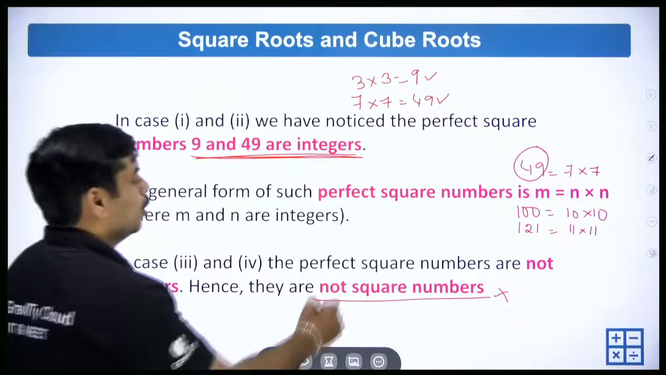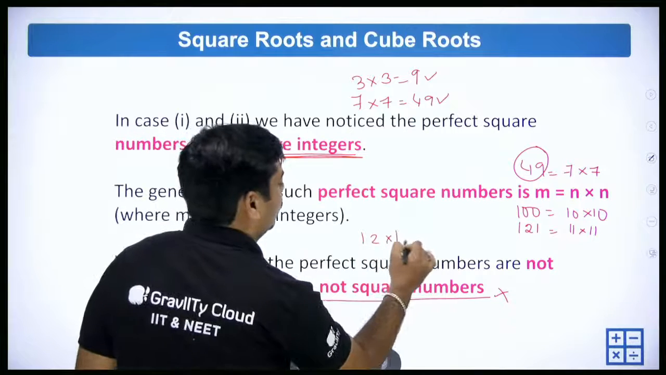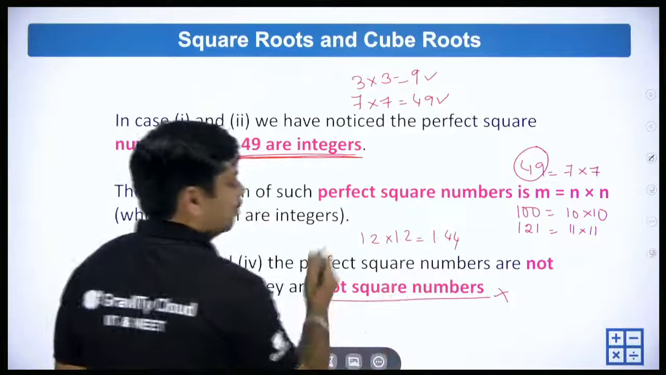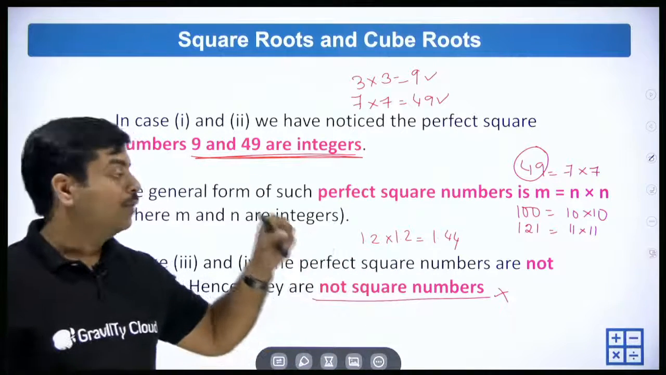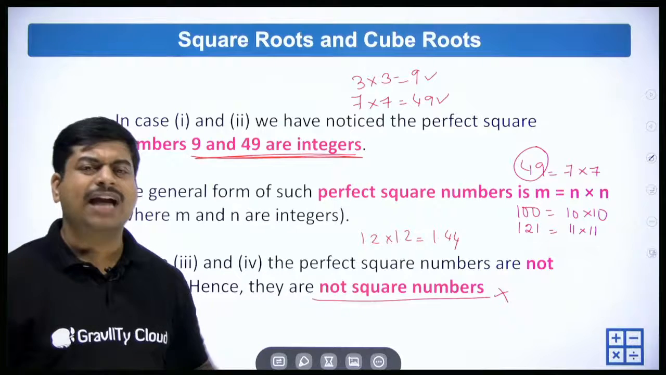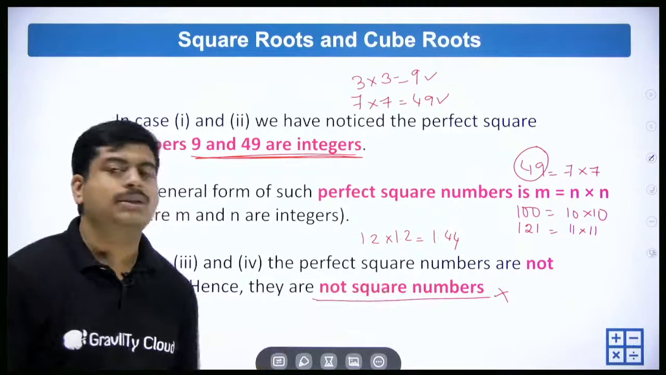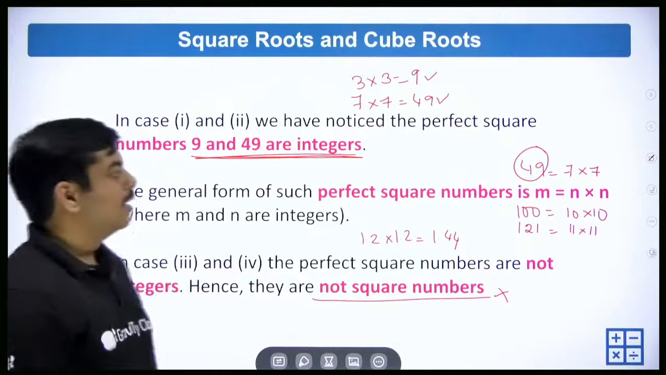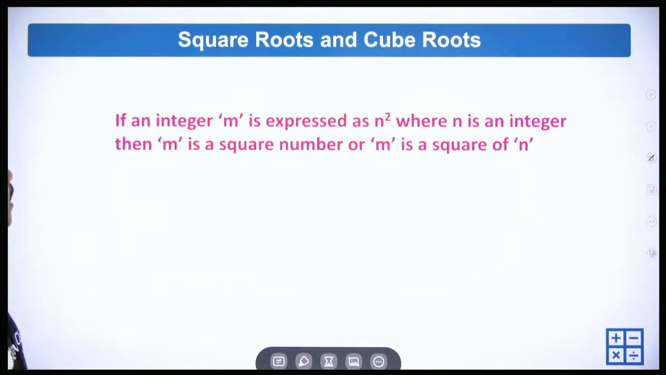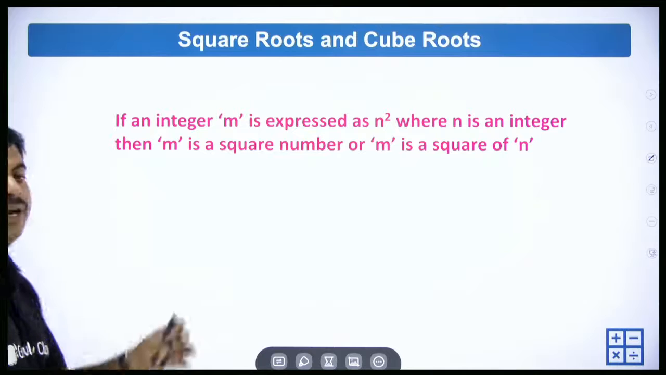1.2 into 1.2 is 1.44, right? We have discussed a couple of examples based on that. Those numbers which we are dealing with, fractions or decimals, will not come under square numbers. We need perfect integers for that. Moving ahead. If an integer m is expressed as n square, where n is an integer, then m is a square number or m is a square of n.